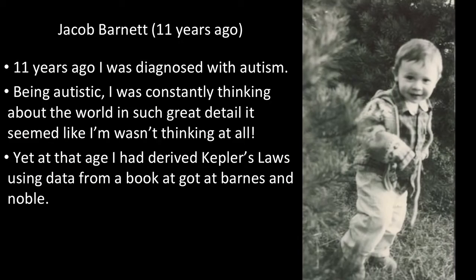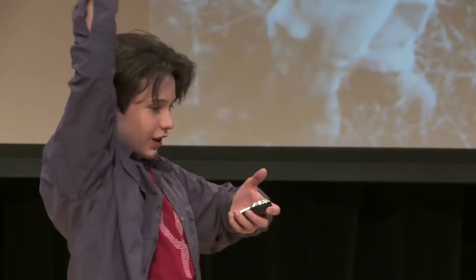So now let me formally introduce myself, because I did not do that at the beginning of the talk. About 11 years ago, I was diagnosed with this thing called autism. What that meant was I was focusing on things in such extreme detail that it seemed like I wasn't thinking at all. Basically, I'd be like, oh, look, here's this reflection of that light, so there's a light up here, but oh, there's my shadow, so there's a light back there, and I look over, and it's over there.